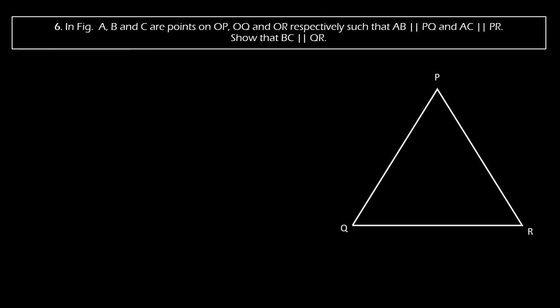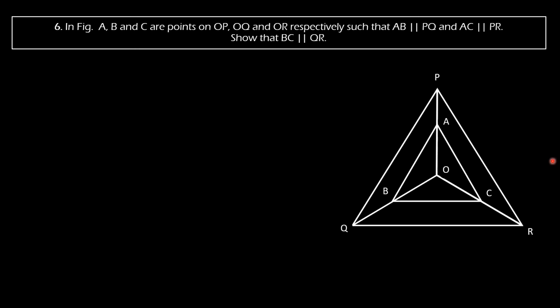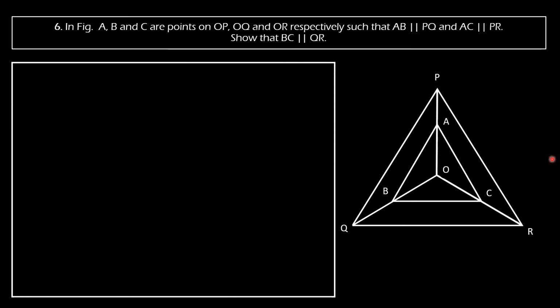We are given a triangle PQR and a point O in the interior of the triangle such that by joining O to P, Q and R, there are points A, B, and C on OP, OQ, and OR such that AB is parallel to PQ and AC is parallel to PR. We have to show or prove that BC is parallel to QR. Let's do this question by BPT, the basic proportionality theorem.